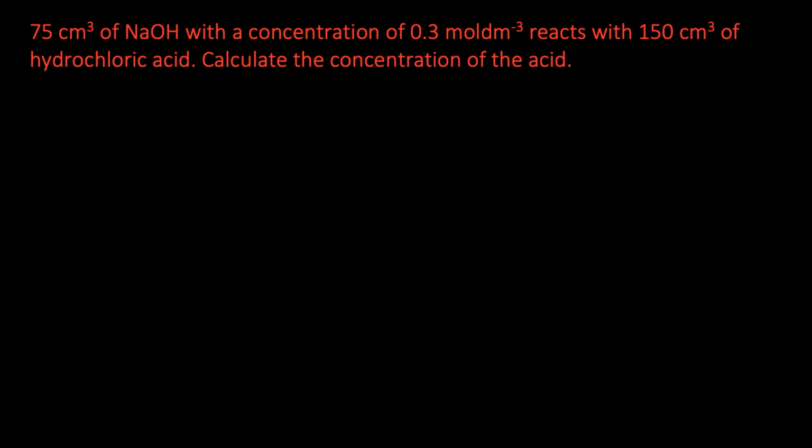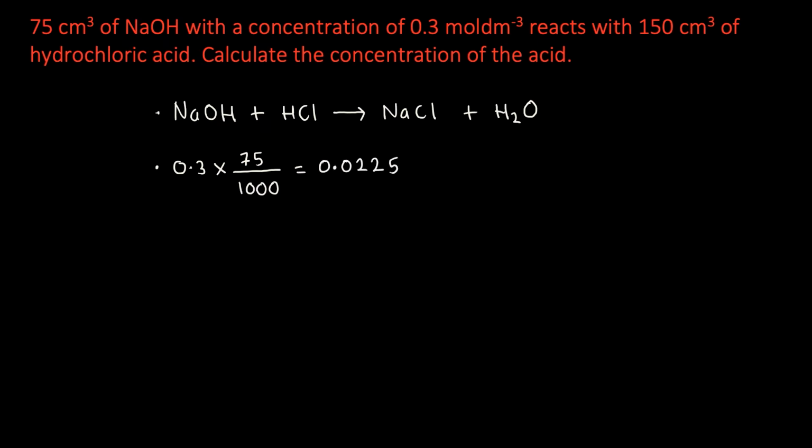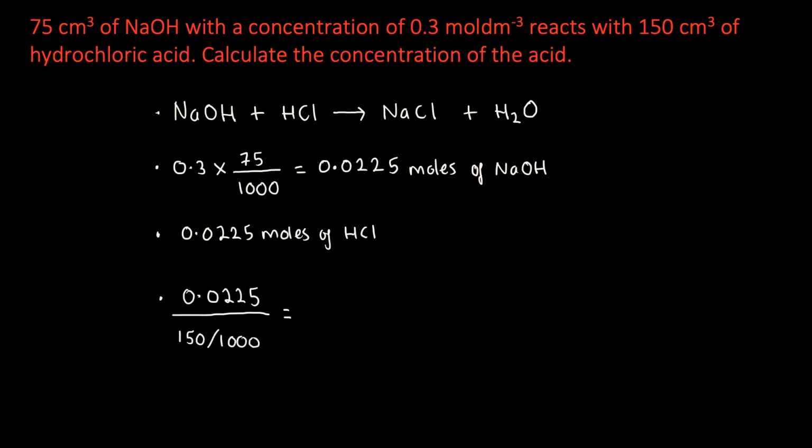Start off by writing the balanced symbol equation, which is NaOH plus HCl giving you NaCl plus H2O. Next, we calculate the moles of NaOH, so concentration, which is 0.3, multiplied by the volume in dm cubed, and we get 0.0225. We can see that there is a 1-to-1 ratio between NaOH and HCl, so we also have 0.0225 moles of HCl. Finally, to get the concentration of HCl, we do moles divided by the volume in dm cubed, and we get 0.15 moles per decimeter cubed.